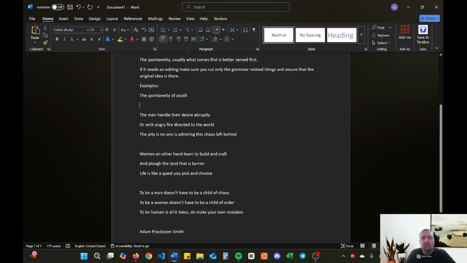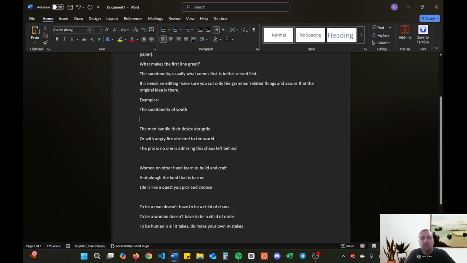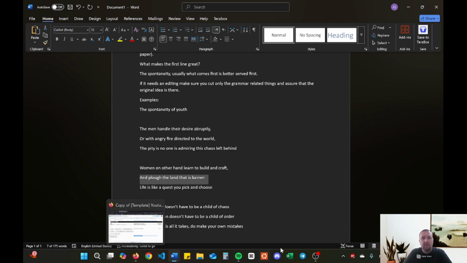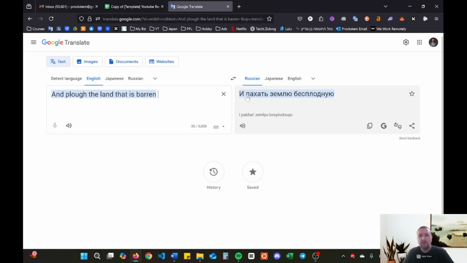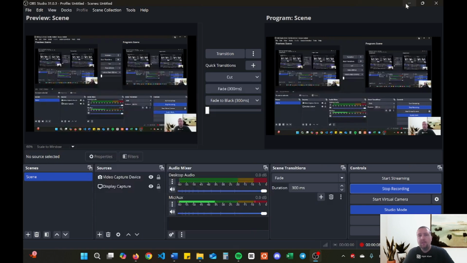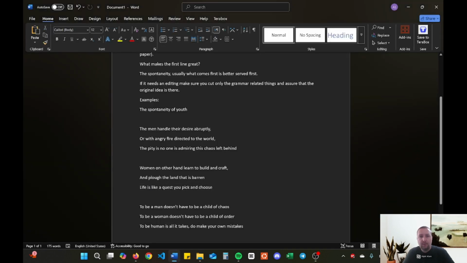Okay, here's the first poem that I wrote. I believe the first line is pretty magnificent. The men handle their desire abruptly. It's like an intro. But with an angry fire directed to the world, the pity is no one is admiring that chaos left behind. Women, on the other hand, learn to build and craft and plow the land that is barren. I want to translate this line just in case I understand it correctly, and give me a second. Okay, here I translated it, and plow the land that is barren. It's basically what I meant to say. And basically, this is what they do. They plow the land that is barren.